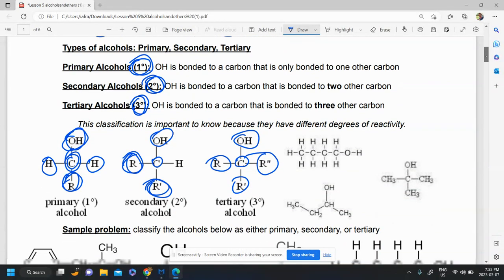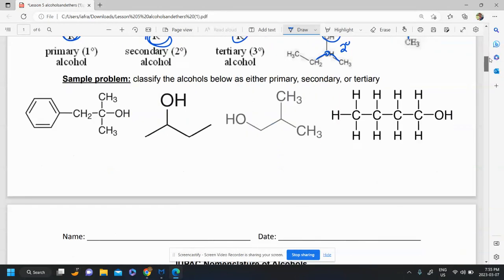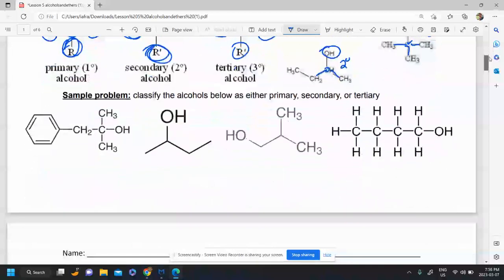So you can take a look at this example over here. This OH is attached to a carbon that's directly attached to one carbon only. So that's a primary alcohol. This OH over here is attached to a carbon that's attached to two carbons. So that's a secondary alcohol. And this OH is attached to a carbon that's attached to three carbons. So that's a tertiary alcohol. So what I'd recommend you do is that you pause the video and try to classify the alcohols below as either secondary, primary, or tertiary. And then when you have the answers, unpause and take a look to see if you're on the right path.